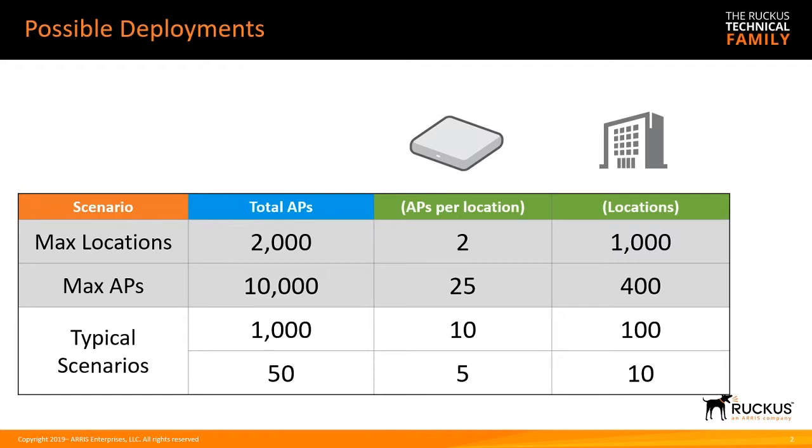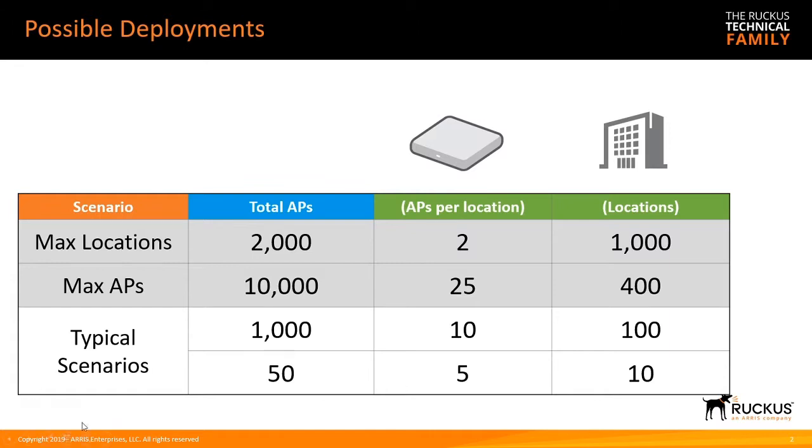So first, some possible deployments. Maximum locations is 2,000. So you can do 2,000 locations under a single Multisite Manager instance, or 10,000 APs. So possibly split it out: 2 APs per location over 1,000 locations, or to hit that maximum 10,000 APs, you get 25 APs per location over 400 locations. So these are massive sites. Maybe you have a chain of coffee shops or restaurants, retail stores, something like that. That's where that would fit in, massive numbers.